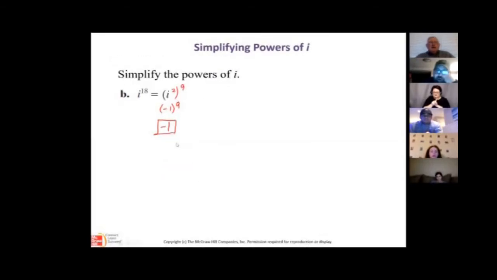Okay, in this case, 18 becomes i squared to the 9th. That's an even power, so I don't have to have the extra i to the 1st out to the side. We replace the i squared with -1. Now, -1 to the 9th power, an odd power, gives me a negative answer.